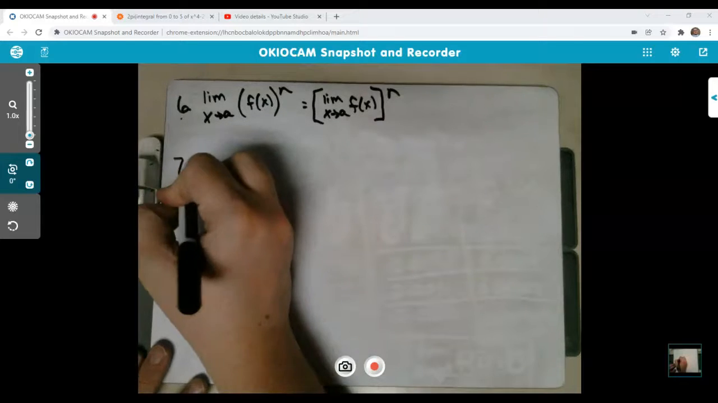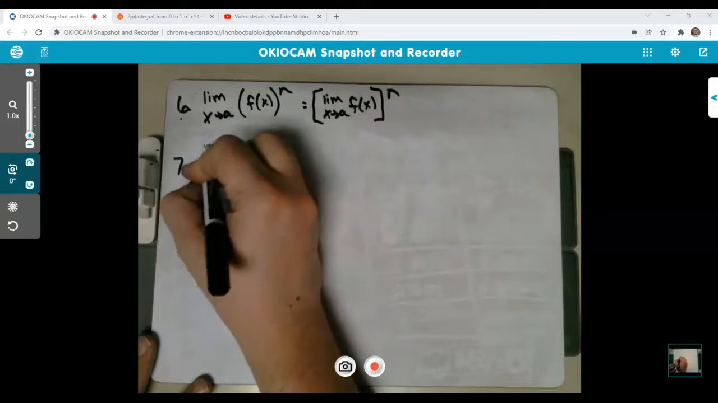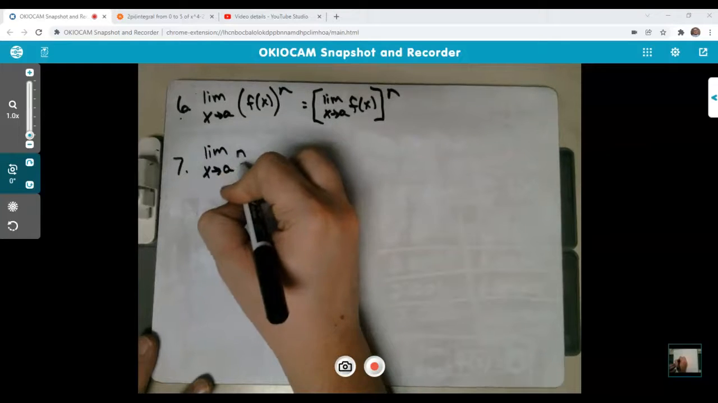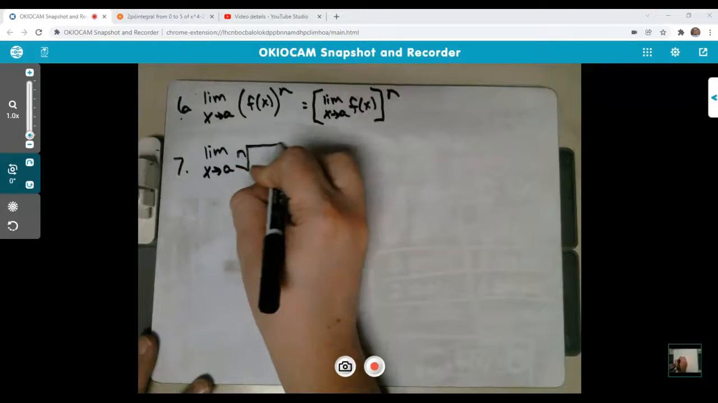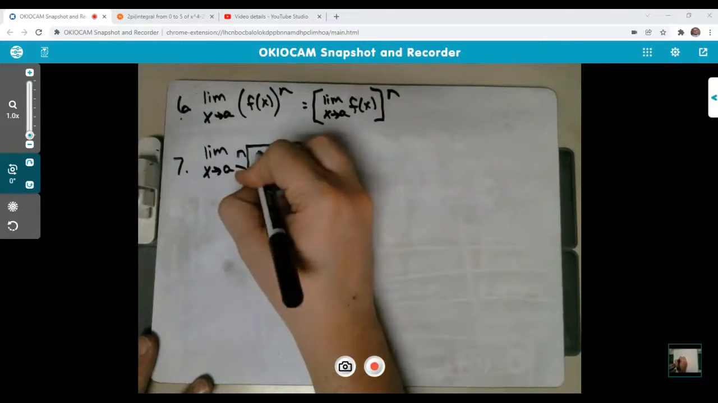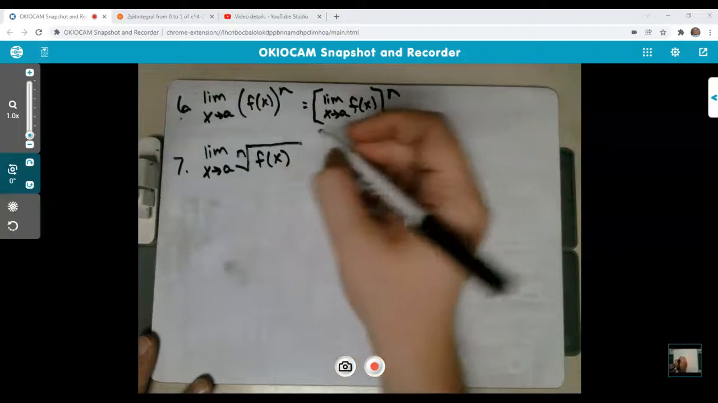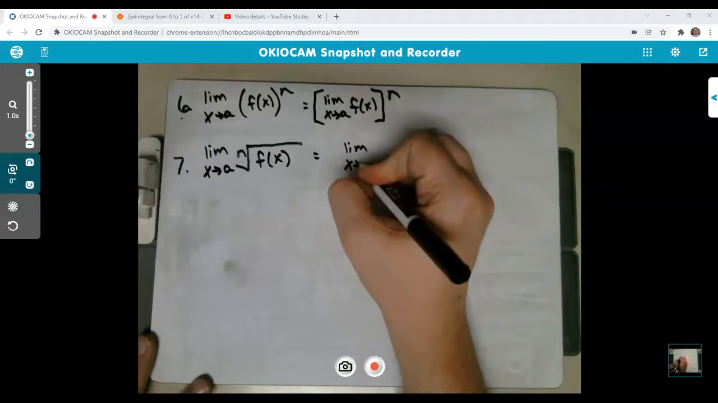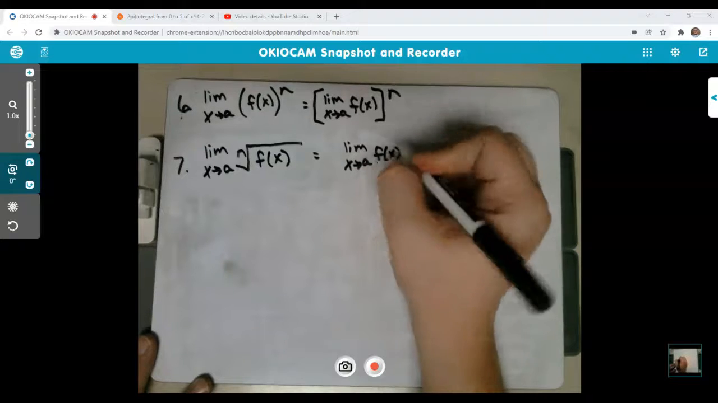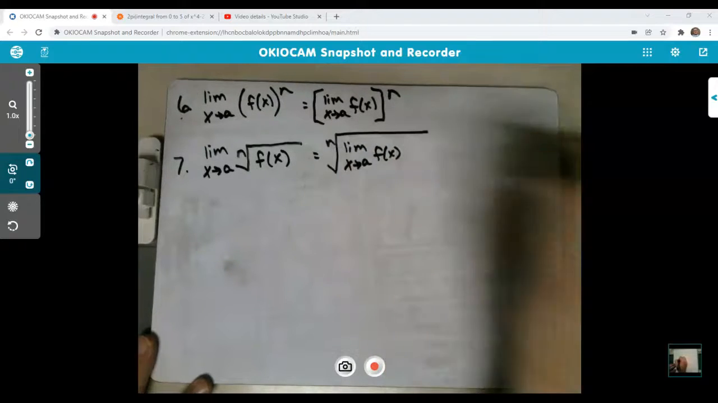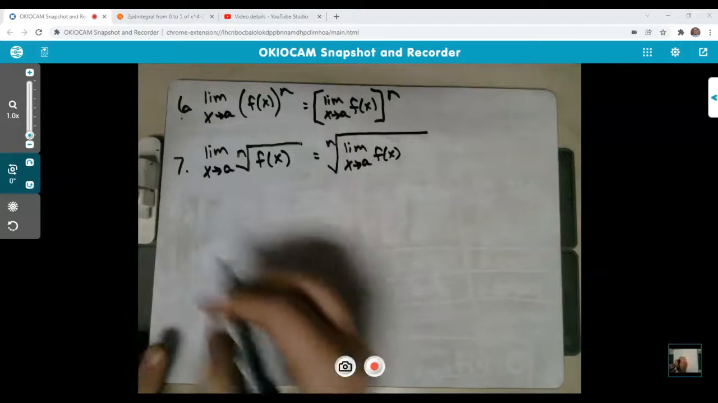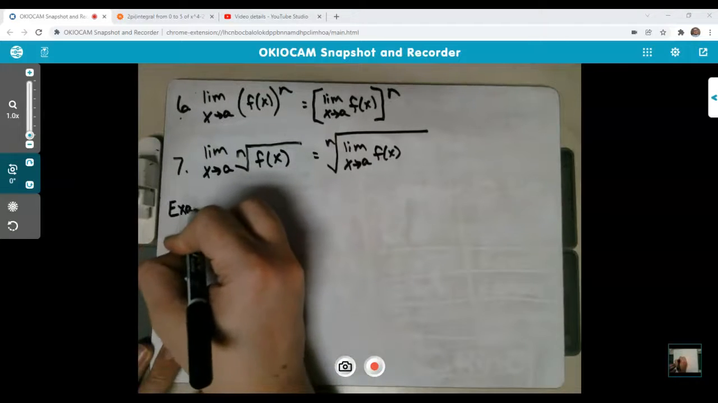On that same note, if I'm taking the limit as x approaches a of a root, so I'll just say the nth root, that could be the square root, that could be all kinds of roots, of f of x, what I can actually do is take the limit first of f of x, and then just take the nth root of all of that. So these are all rules that are going to help us out. Let's look at some examples of how.